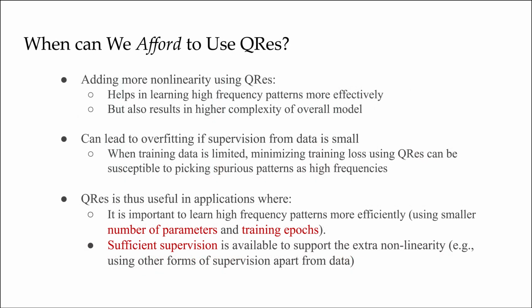From the previous example, we showed that quadratic residuals can help learn high-frequency patterns but also result in higher complexity of the overall model. This can be critical when training data is limited. The QRES can be susceptible to picking up noisy patterns in high-frequency information. Thus, the QRES is best suited for applications with sufficient supervision that require learning high-frequency information efficiently.